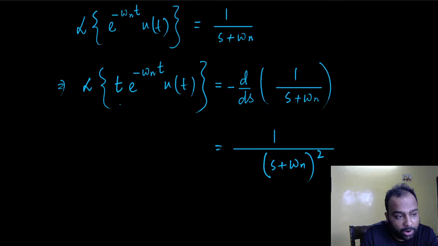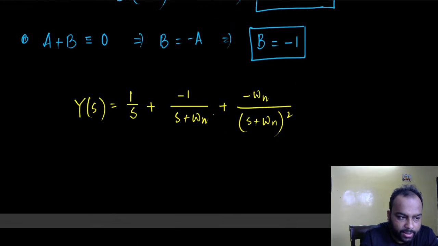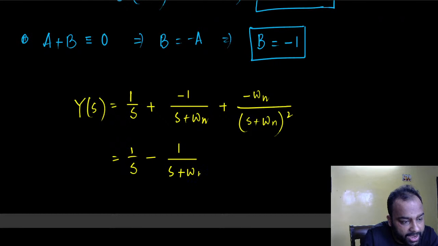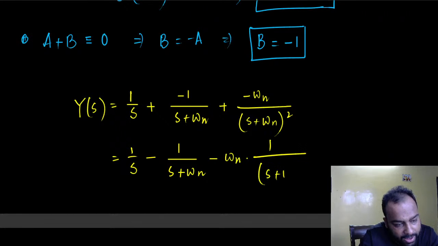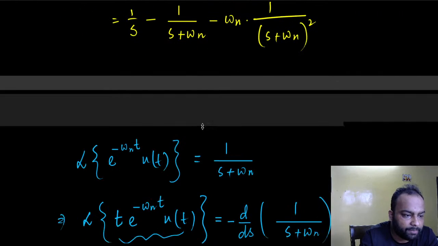So we now found that this is the Laplace transform. So the Laplace transform of t e to the power minus omega n t u(t) is 1 by s plus omega n whole square. How is that important? We already have a term like that. All right, I think you got this, right? So with that said, let's write this as 1 by s minus, let's take the minus sign here, and we have 1 by s plus omega n, and let's put minus omega n into 1 by s plus omega n square, right? So now we can happily do the inverse Laplace transforms here.